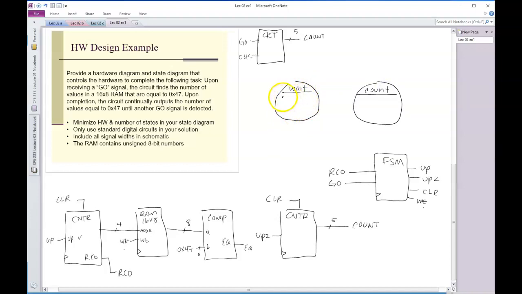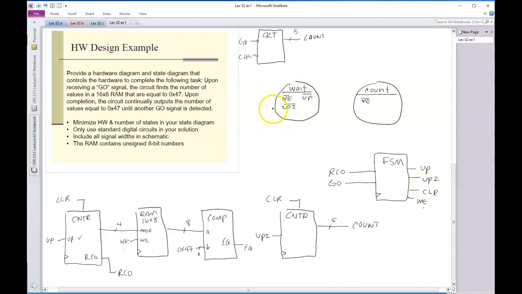Inside this wait state, I'm going to go through these signals here. I know for sure in this circuit the circuit never has to write the RAM, so I'm going to go ahead and turn the write enable off in both of these. While it's waiting for a signal, certainly I'm not going to be doing anything with either up input, so I don't have to worry about that. And the issue is the clear input. So I've got 3 signals here, and I have to worry about the clear.